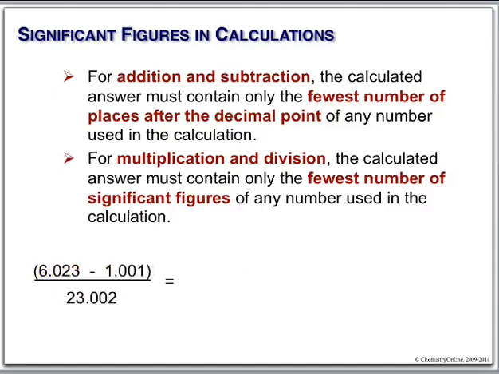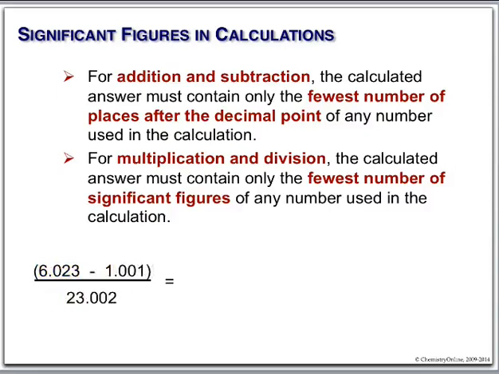Let's do one more, just to make life complicated. Now instead of a comma, I have a decimal point. My numerator is subtraction. And then I'm doing division.